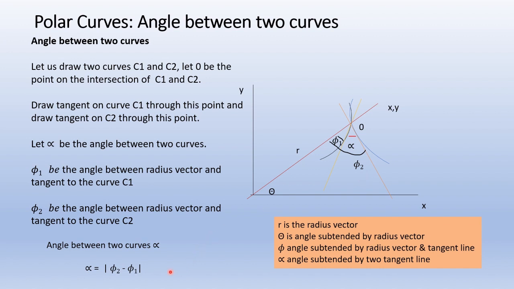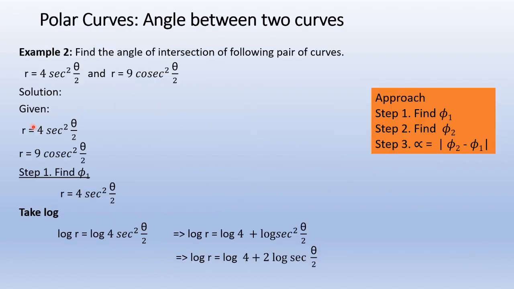Example 2. Find the angle of intersection of the following pair of curves. Solution. Given these curves. Approach. Step 1. Find phi 1. Step 2. Find phi 2. Step 3. Alpha is equal to modulus of phi 2 minus phi 1. Step 1. Find phi 1. First curve, this. Take log, we get this, according to the property of logarithm. This can be written as log 4 plus log secant square theta by 2, and log secant square theta by 2 can be written as 2 log secant theta by 2.